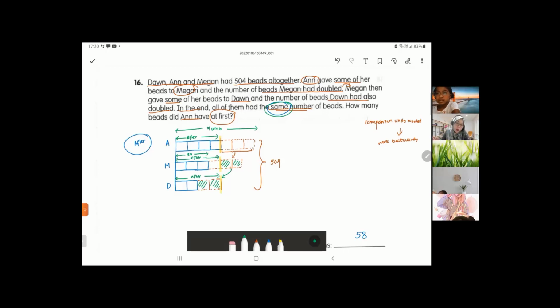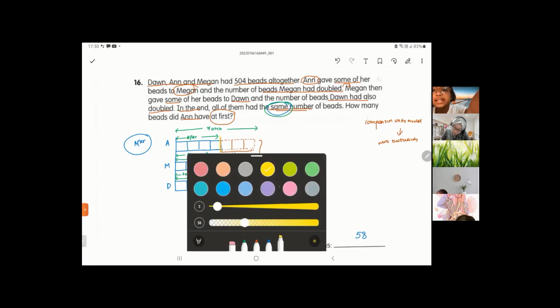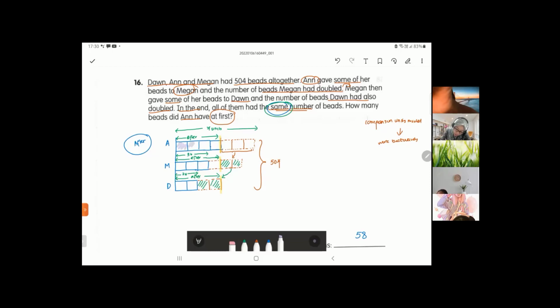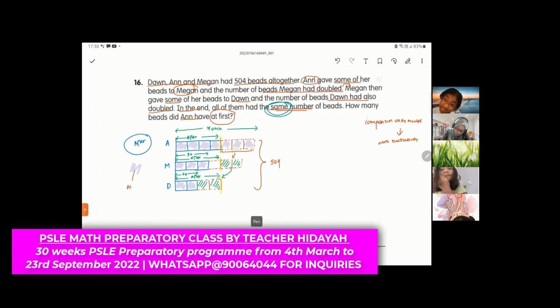Then Dawn has a total of 2 units at first. Can you see? The one at first is the one I'm going to highlight in purple. 1, 2, 3, 4, 5, 6, 7. This is at first. The one I shade in purple is at first. 1, 2, 3. This is Megan. Then Dawn is 1, 2. This is at first. So at first is in purple.